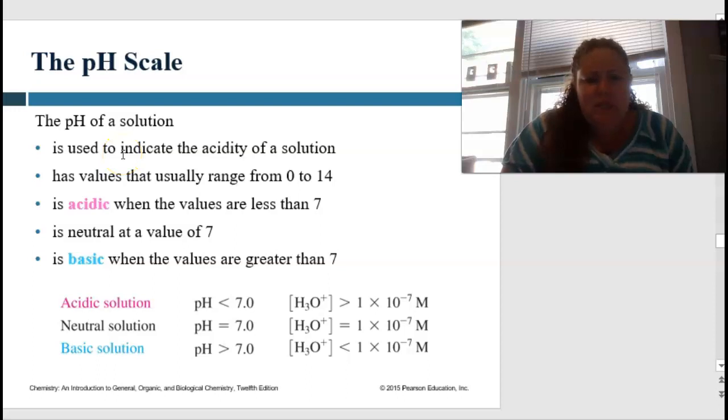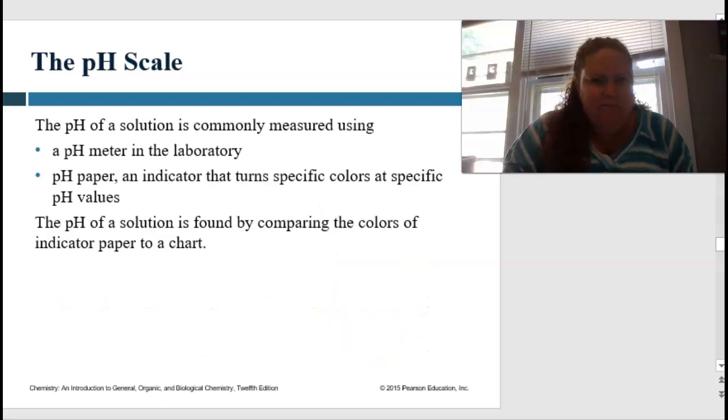The pH of a solution is used to indicate the acidity of a solution, and it has values that usually range from 0 to 14. It's acidic when the values are less than 7, it's neutral at 7, and it's basic, sometimes also called alkaline, when the values are greater than 7. Okay, so here's your pH, here's your H3O+ concentration, so that you can see how it relates to that formula.